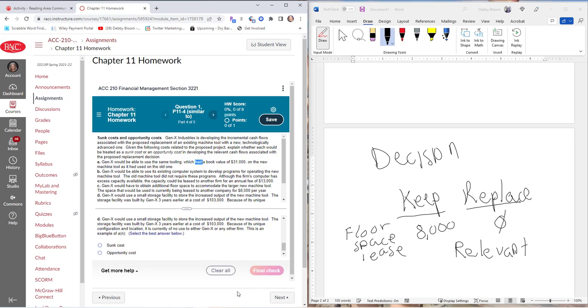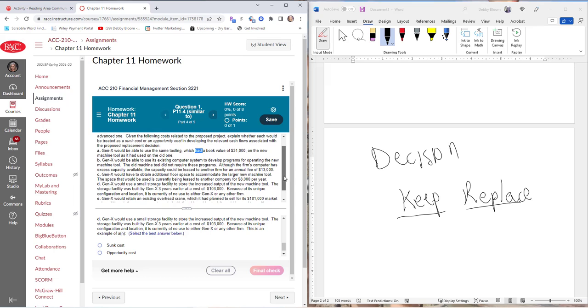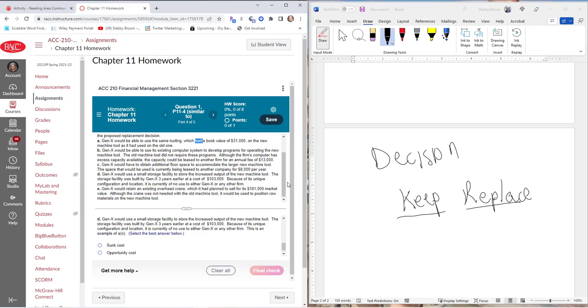And let's move on to our final one. And hopefully you get the concept of opportunity cost versus sunk cost. So the last one we have here is D. D, Gen X would use a small storage facility to store the increased output of the new machine tool. Oh, actually, there are two more.